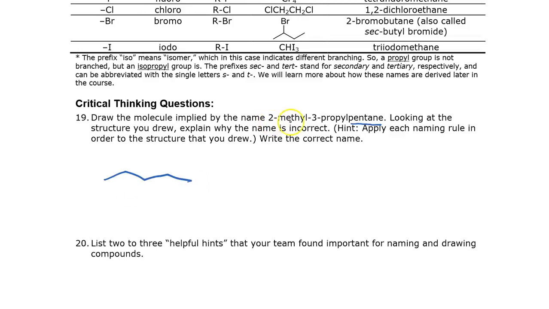Then I need a methyl on number 2. So that's number 2. Put a methyl. And on carbon number 3, I need a propyl. So here's carbon number 3, and I need propyl. 1, 2, 3. There's a stick structure for the molecule that's implied by this name.